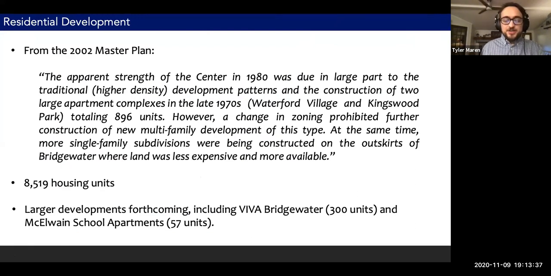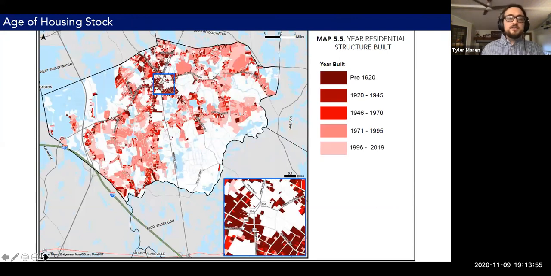And basically the point is that now, recently, more apartment complexes and denser mixed use projects have been proposed and built, and there are more in the pipeline, as you all probably have some idea of. Next slide now. Yes. So this is just a way to visualize that housing history.